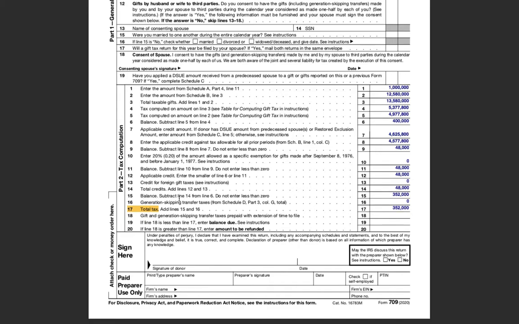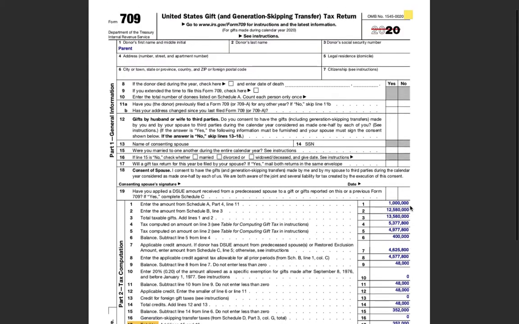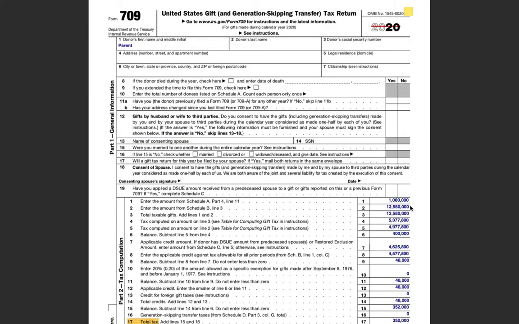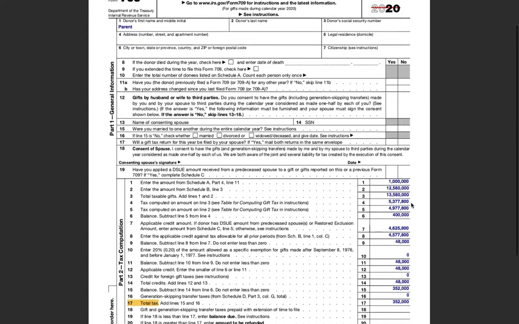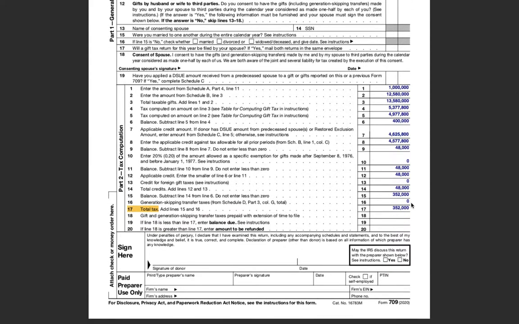They basically say subtract the $48,000 from line 6, and that is your tax due. So basically I have $400,000 gift tax, but I have a $48,000 credit. That gives you the $352,000 tax amount. This is the total tax amount due in 2021. So this is basically how you fill out the 709 form if you have to report the gift tax.